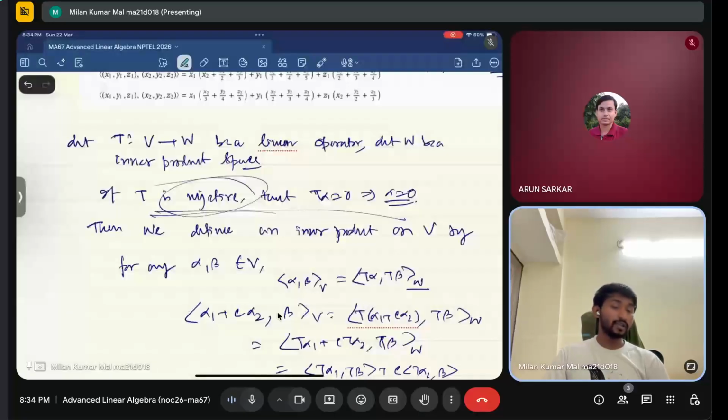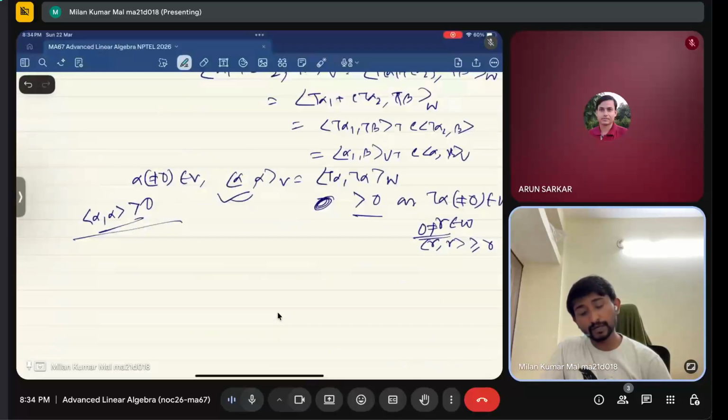The answer is no, that is not an inner product, because it will fail to satisfy this property. If alpha is a non-zero vector, then the inner product of alpha with alpha has to be positive, but this condition will fail, because if T is not injective, there will always exist a non-zero vector alpha such that T alpha is equal to 0.